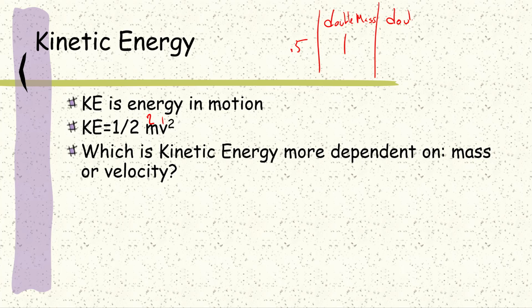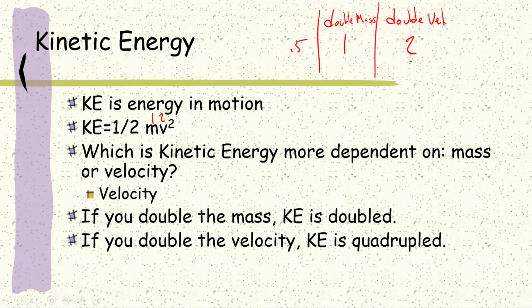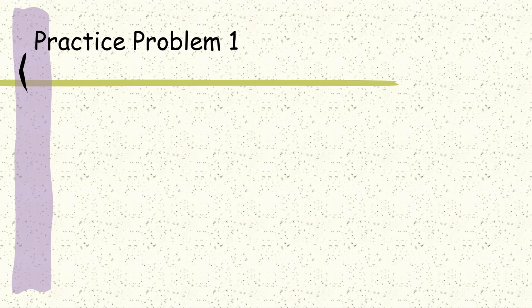But if I double the velocity instead, 1/2 times 1 is 1/2, times 2 squared, which is 4. 4 times 1/2 is 2. So you can see that the velocity has a much bigger effect on it. When I doubled the mass, it only doubled the kinetic energy. But when I doubled the velocity, it actually quadrupled it because it went to the square. So it's much more important when talking about kinetic energy that you're looking at the velocity as the biggest factor.